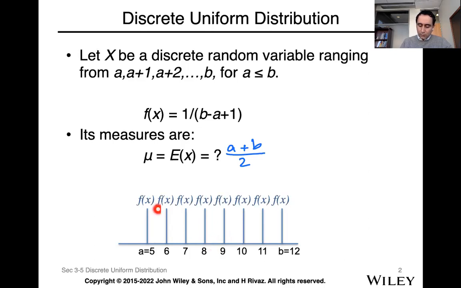So for the uniform distribution, for example, all numbers are as likely, right? So 5 is as likely as 8, right? None of them has a higher chance, right? When we roll a die, 6 is as likely as 2, as 3, as 4.